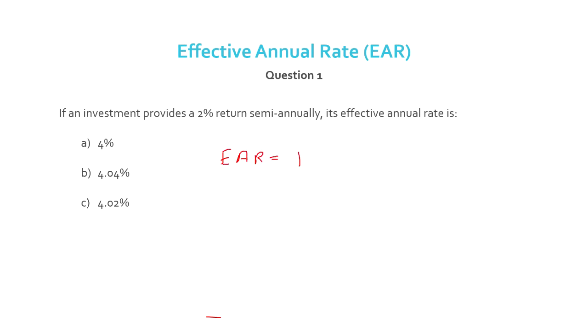that's going to equal 1 plus our 2% return. It's semi-annually, so n is equal to 2. So we have 2 periods, and subtracting 1. So that's going to give us an effective annual rate of 1.02 squared minus 1.